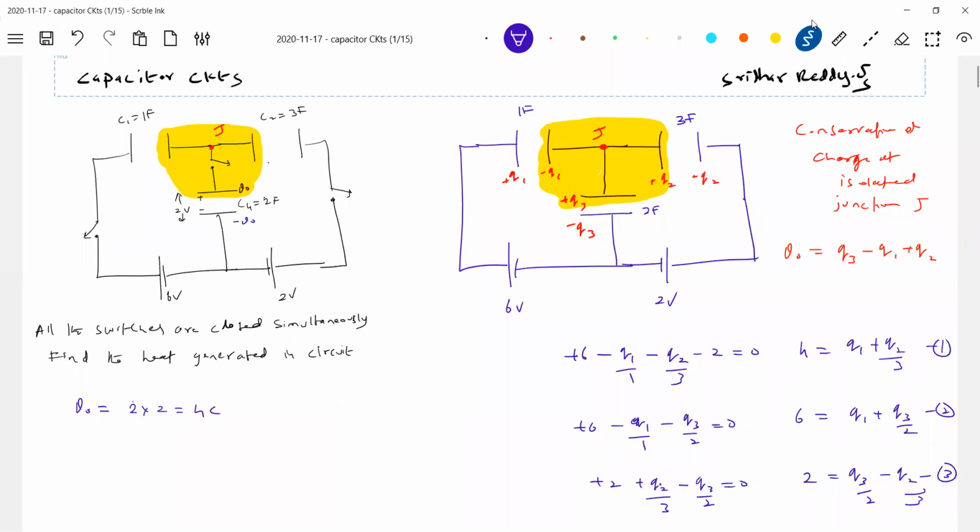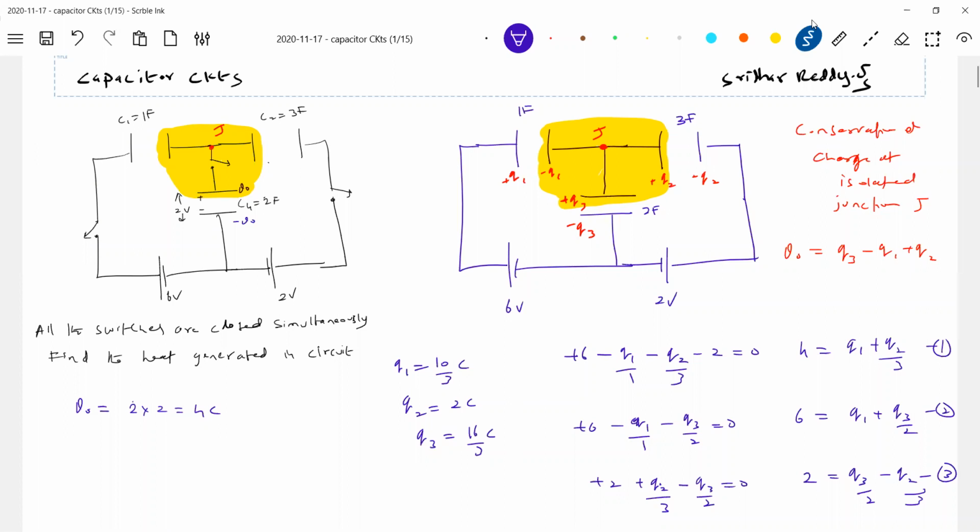He is asking for each value. I think we must know the charges Q1, Q2, then only I can do something in the problem. Anybody? Q1, Q2, Q3? Q1 is 10 by 3, Q2 is 2, Q3 is 16 by 3. All are positive.